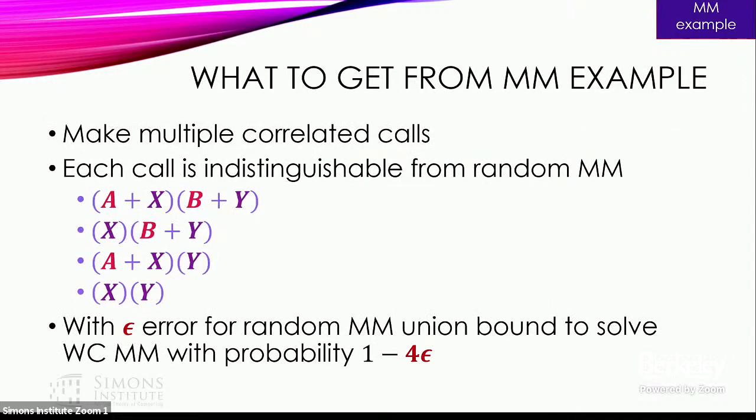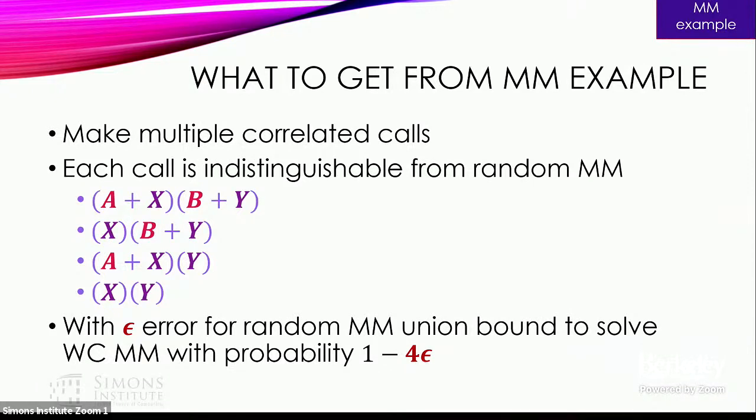And so, what I want you to get from this fun example is both that average case reductions are super fun and you should do them. The other thing I want you to get is that we're making a bunch of correlated calls. Each call is indistinguishable from the uniform distribution or whatever distribution we care about, or potentially it'll have a small total variation distance. And then as long as you have a relatively low error, you can union bound across these various instances in order to show that you can solve your problem with high probability.